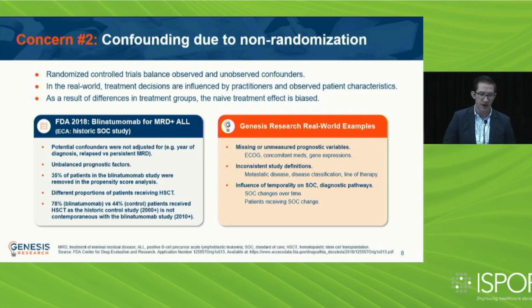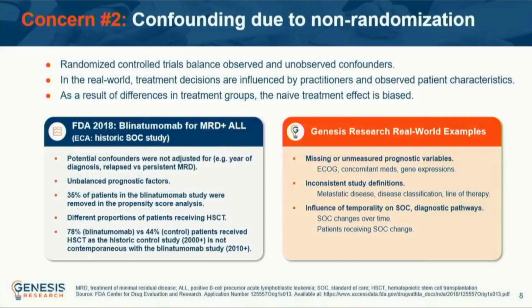Next, I'll talk about confounding. And in particular, we know that randomized controlled trials are the gold standard because, due to the randomization process, both observed and unobserved confounders can be balanced. In the real world, of course, treatment results from several different factors, including practitioners and observed patient characteristics, which lead to differences between our trial patients and those that can be enrolled in the real world. Resulting from this is confounding, and we end up with a biased, naive treatment effect.